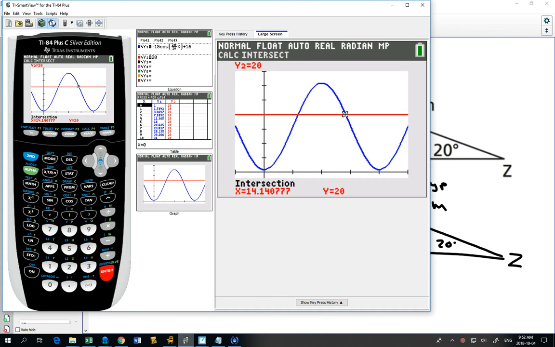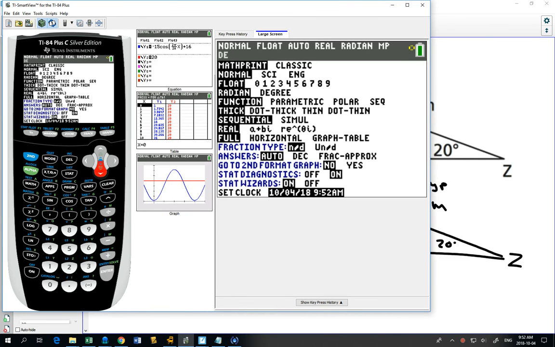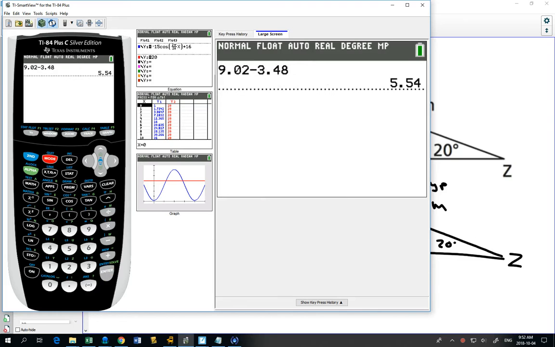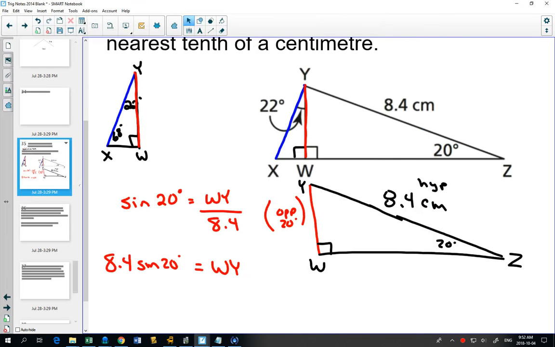I have to switch my calculator back to degrees. In grade 12, you use radians all the time. So now we have 8.4 sine of 20, 2.87.